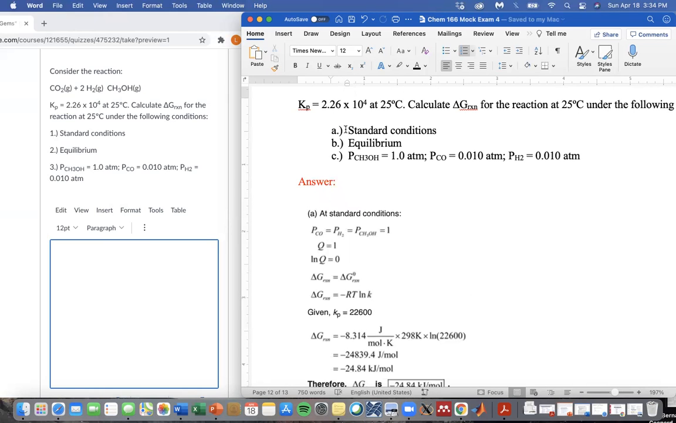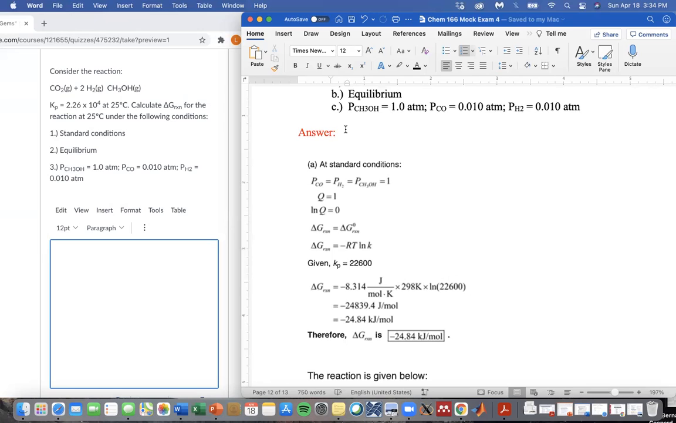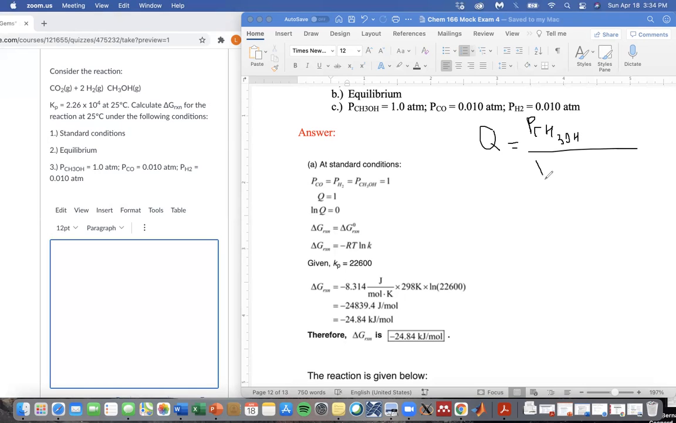And so for standard conditions, that just means that everything's at a pressure of 1 atm. And so our Q expression would theoretically be the pressure of CH3OH over the pressure of CO2 times the pressure of H2 squared.